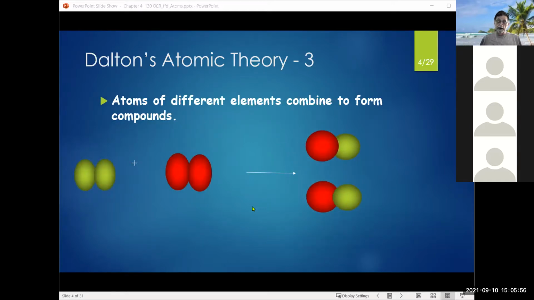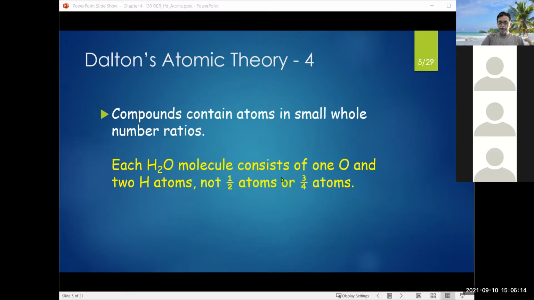Also, as I mentioned earlier, a compound is made up of 2 or more different elements. In this example, it looks like 2 diatomic elements coming together to form a compound. 2 different elements combined. Part of his theory was that when the elements combine to make compounds, they combine in whole numbers. So we won't find half an atom or 3/4 of an atom or a partial atom. They're going to be whole numbers.